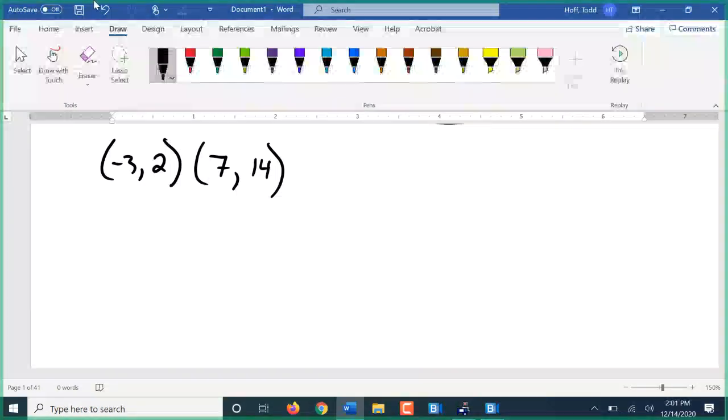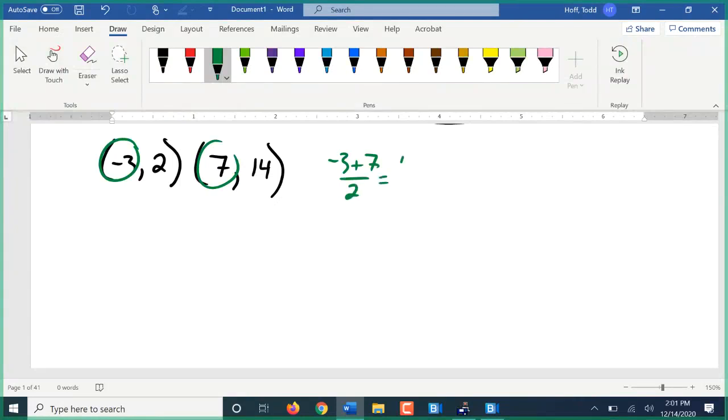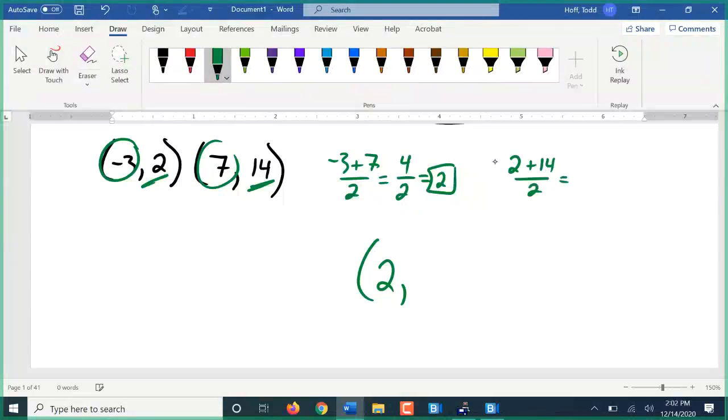Let's take a look at how you're doing here. So for the x-coordinate, we've got -3 and 7. So -3 plus 7 over 2. -3 plus 7 is 4. 4 over 2 is 2. That's our x-coordinate. For the y-coordinate, we got 2 and 14. So 2 plus 14 over 2. 2 plus 14 is 16. 16 over 2 is 8. So the y-coordinate is 8, so we've got 2, 8 is our midpoint.